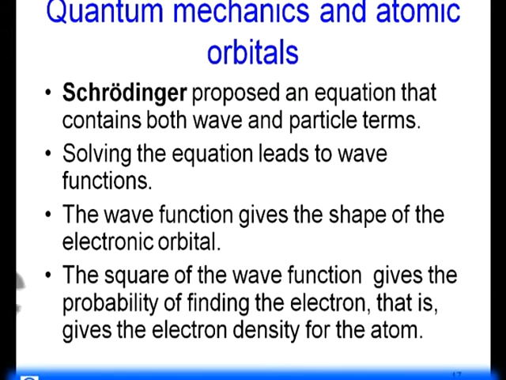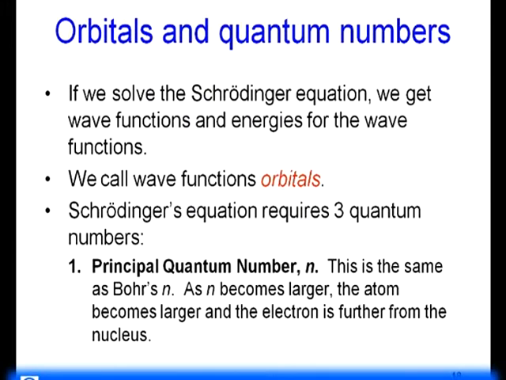Now, the square of the wave function gives you the shape of the electronic orbital. If you plot contours of electron density, you are able to get the electronic orbital. The square of the wave function gives the probability of finding the electron, that is, it gives the electron density of the atom. Now, if we solve the Schrödinger equation, we get wave functions and energies for the wave functions. We get discrete values of energies that Bohr had postulated, and we also get the shapes of orbitals. Instead of orbits, now we talk about orbitals.